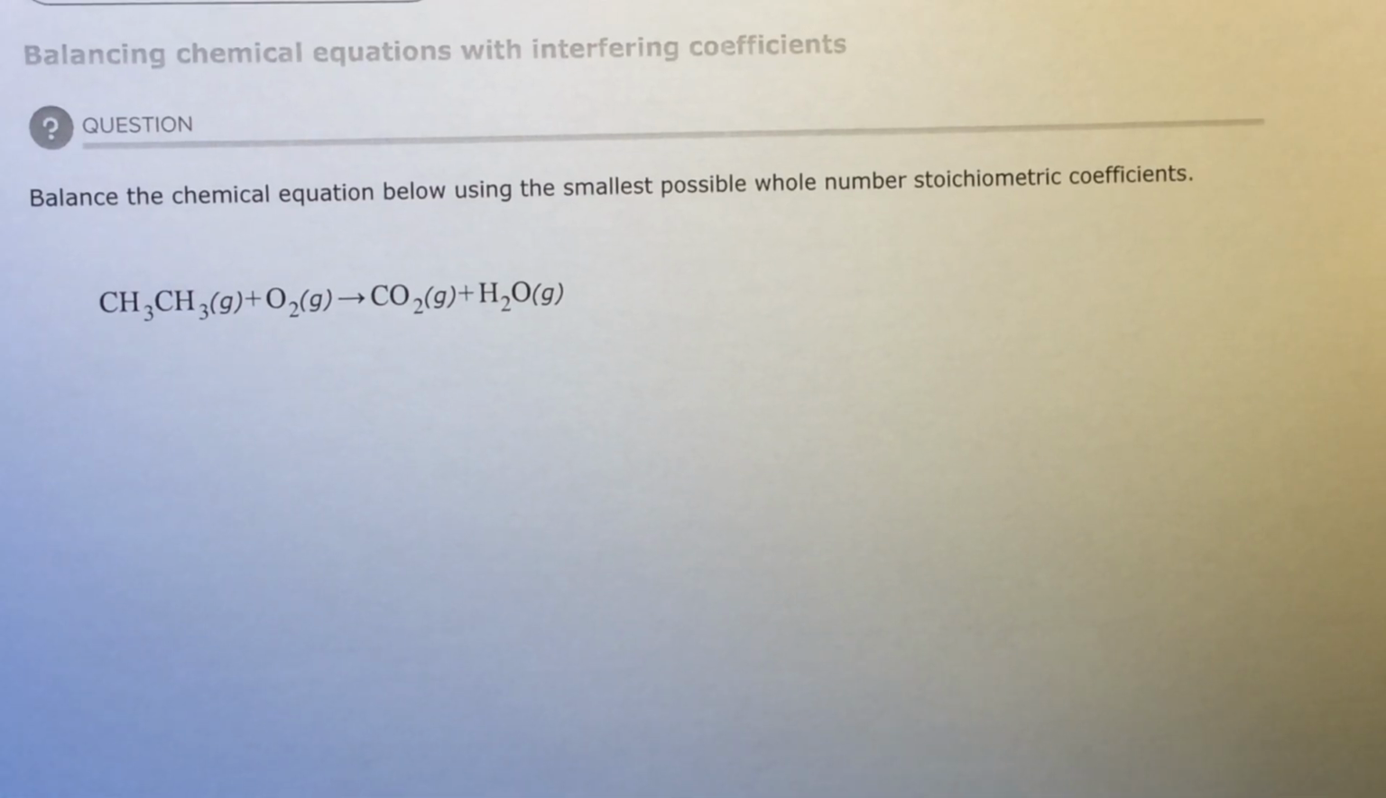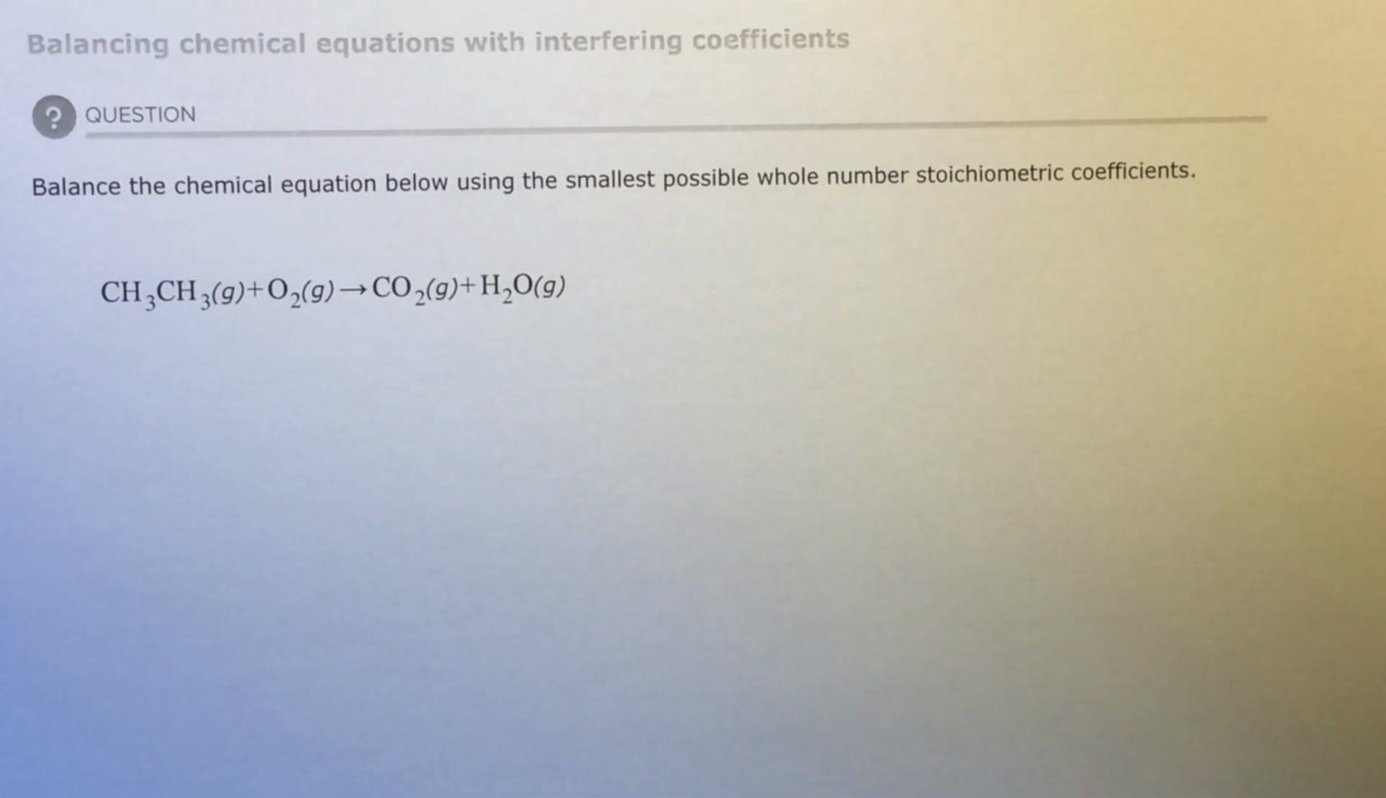Welcome back. This is an ALEKS training video on balancing chemical equations with interfering coefficients. Interfering coefficients is a fancy way of saying this is hard. The reason it's hard is because you're going to have to go back and forth erasing what you've done because they don't fit. You'll sometimes have to just redo it, going back and forth, left and right, multiplying each time.